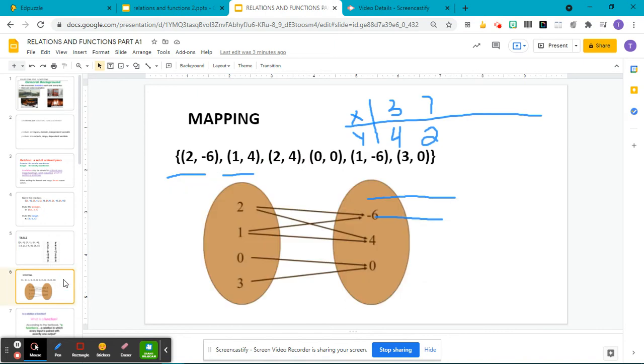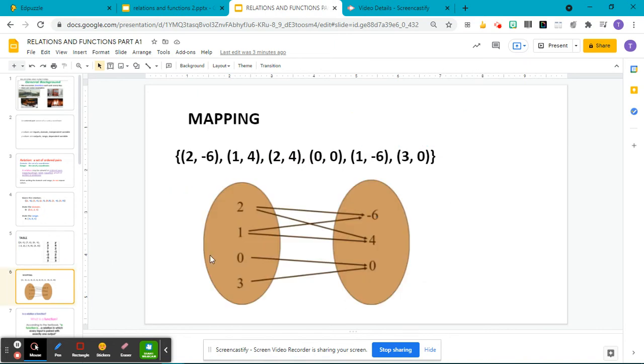Then we have the mapping. And in a mapping, it's simply two ovals. The first oval, again, represents your x value. The second oval represents your y coordinate, your output, your range, your dependent variable.